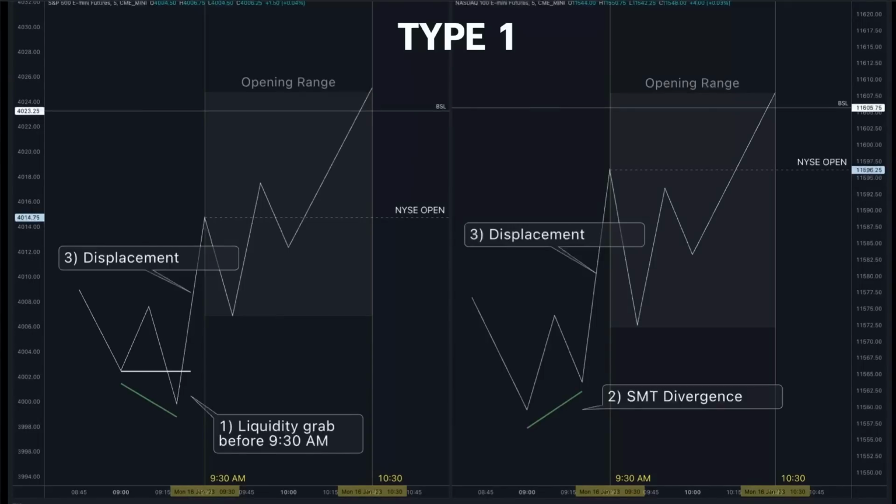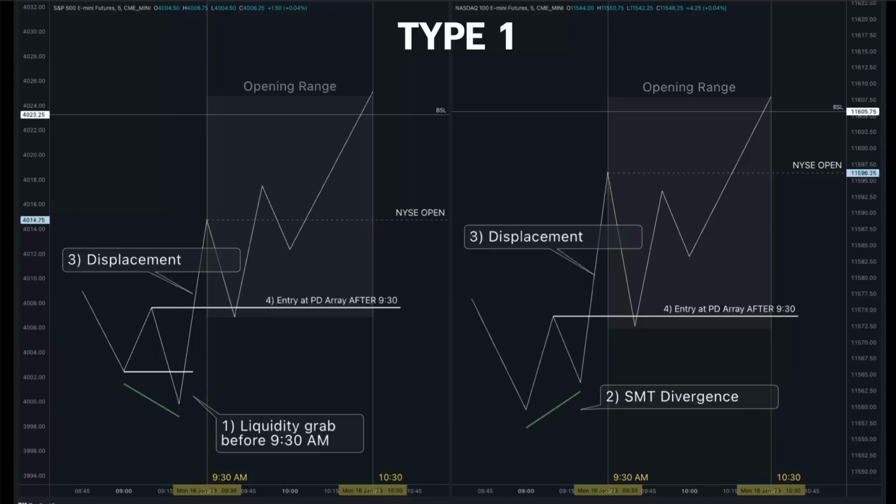Step 3, we have our displacement, basically an impulse leg. It's an energetic move. In this case, we want to see it go above a short-term high, and we want to see some sort of imbalance or fair value gap in its wake in this price leg right here. And the same thing on both charts. Basically, we want to see that displacement on both charts. We want to see it take out some sort of high ideally, and we want it to leave imbalances.